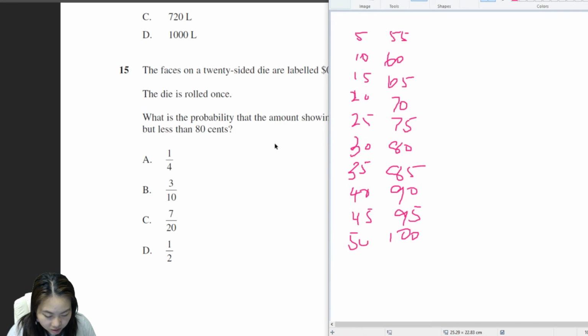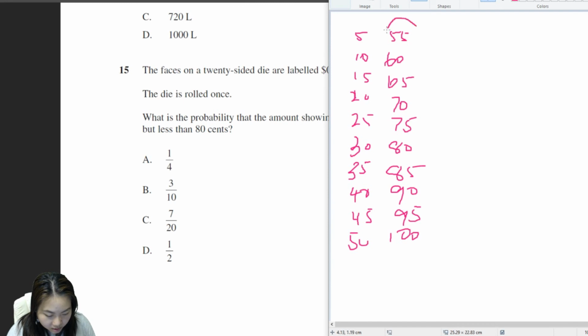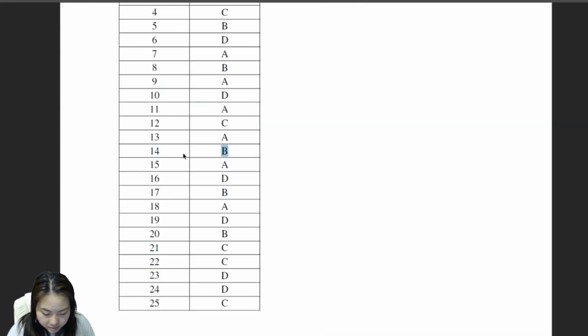So what do they want? More than 50, less than 80. 1, 2, 3, 4, 5. 5 out of 20, which is 1 out of 4, a quarter. 15A. Done.